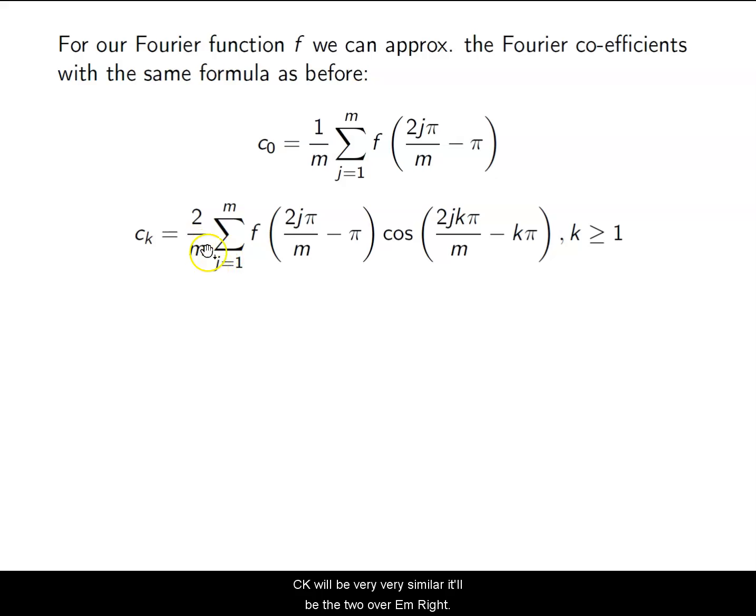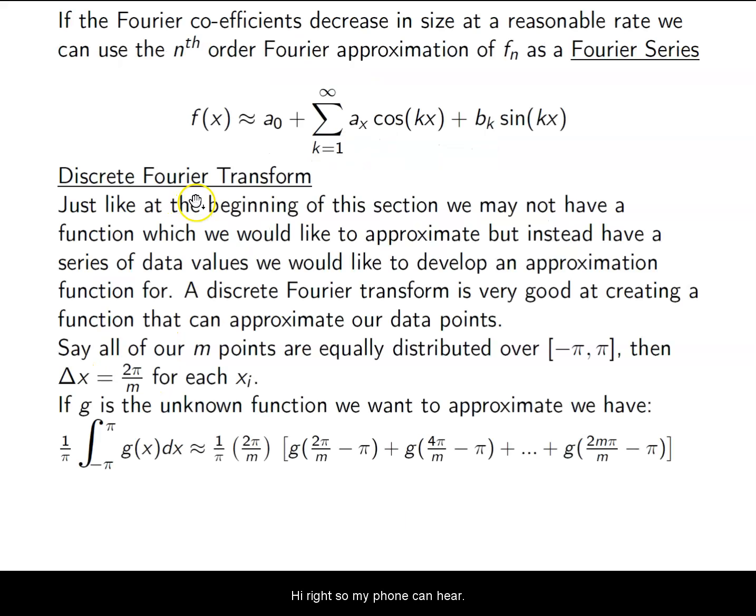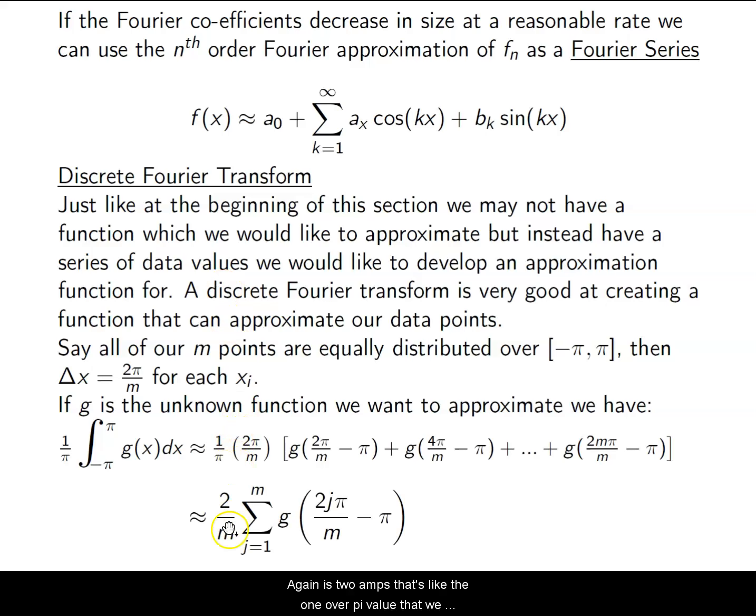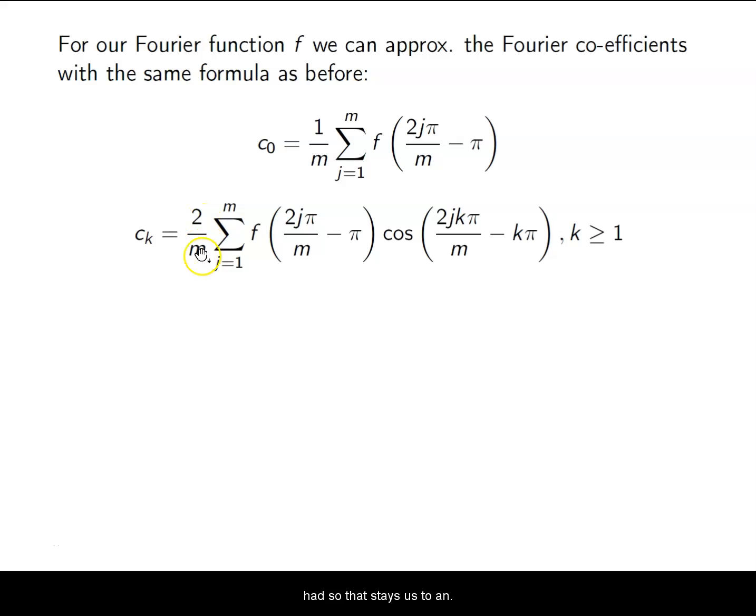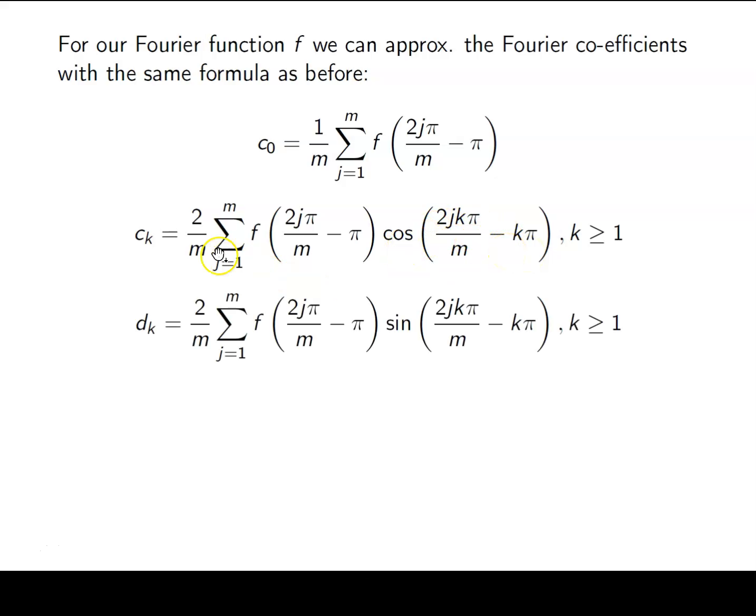ck will be very, very similar. It'll be the 2 over m, right? Because before we had 1 over pi, right? So my function here, again, is 2m, so that's like the 1 over pi value that we had. So that stays as 2m. F of this value that I have times cosine evaluated at the same points, right? But instead of at pi, it has to be at k pi because that's what we had for the bases for that function space, right?